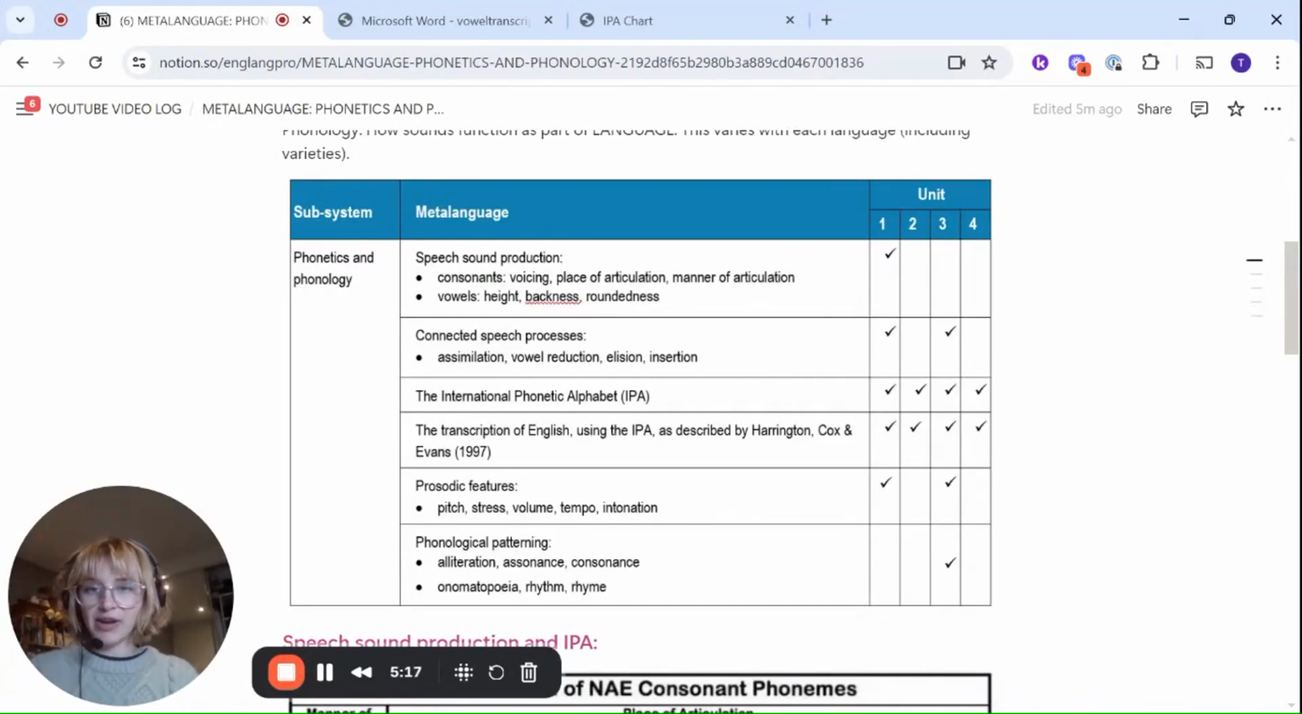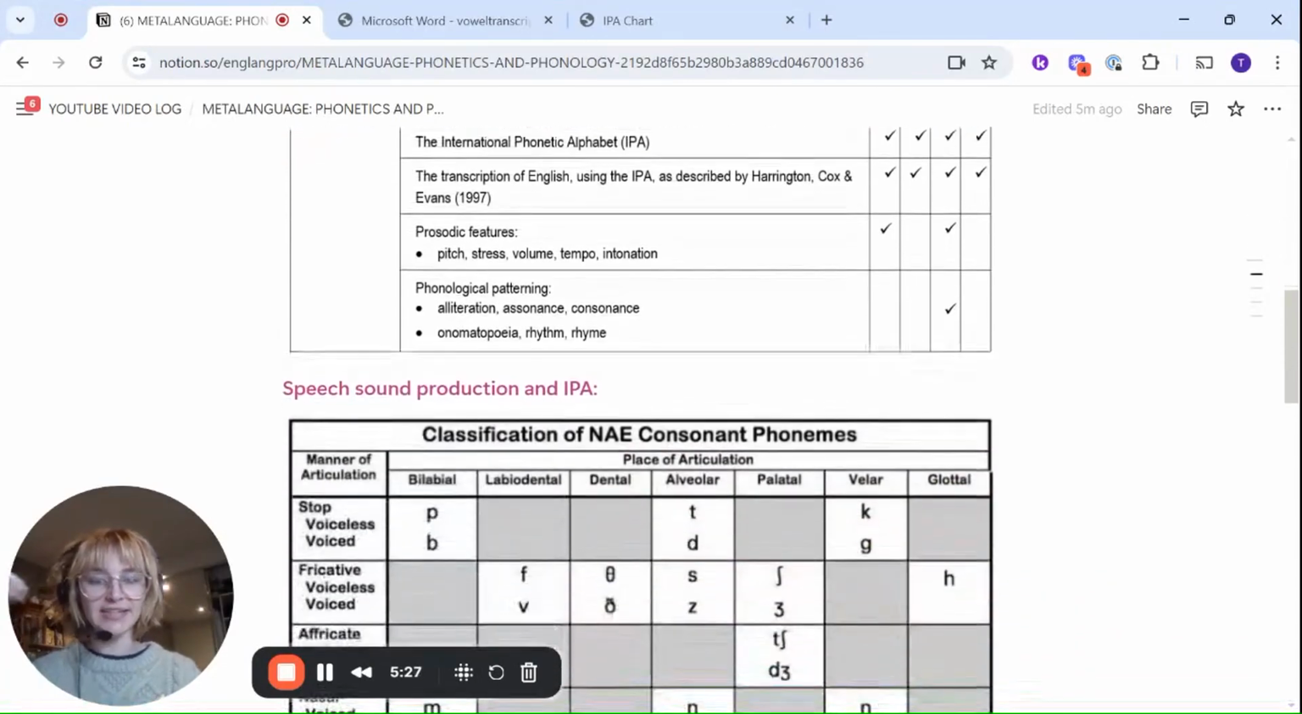So, very briefly, let's go over speech sound production. What they've listed here is consonants, including voicing, place of articulation, and manner of articulation. Voicing is just about whether your larynx vibrates when you speak.